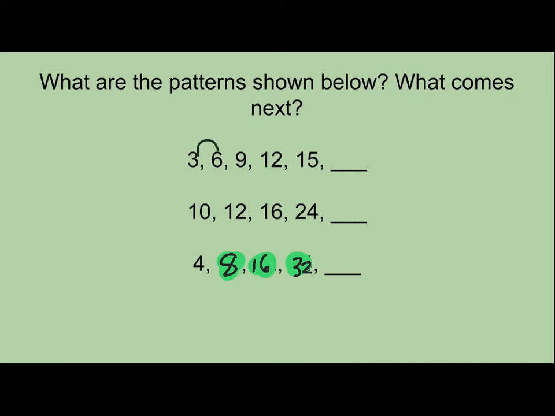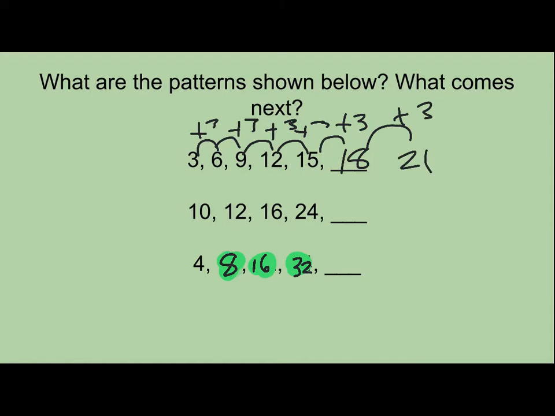So from 3 to 6 we added 3. From 6 to 9 we added 3. Then we added 3. Then we added 3. So if we add 3 to this, we're going to get 18. We could keep extending this pattern as long as we want. Sometimes it says what comes next, like it says here. Sometimes it wants what comes 4th or 5th or 7th or whatever.